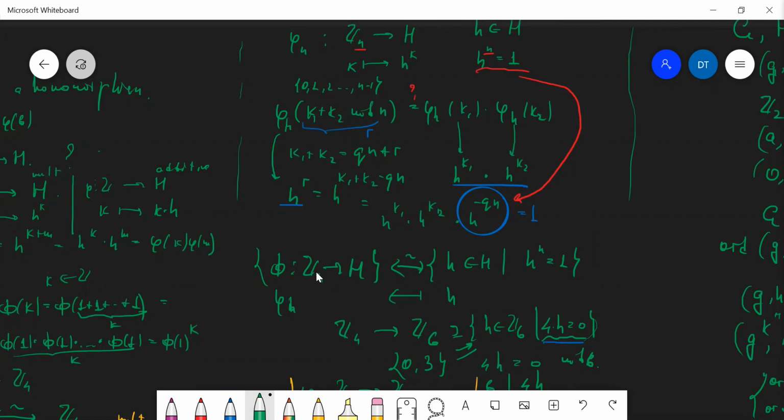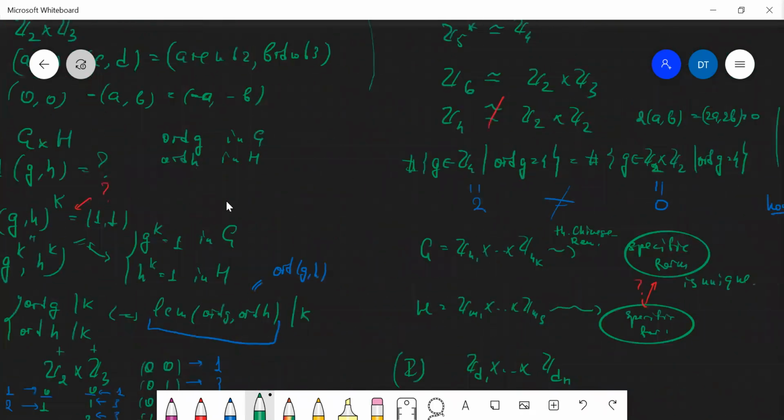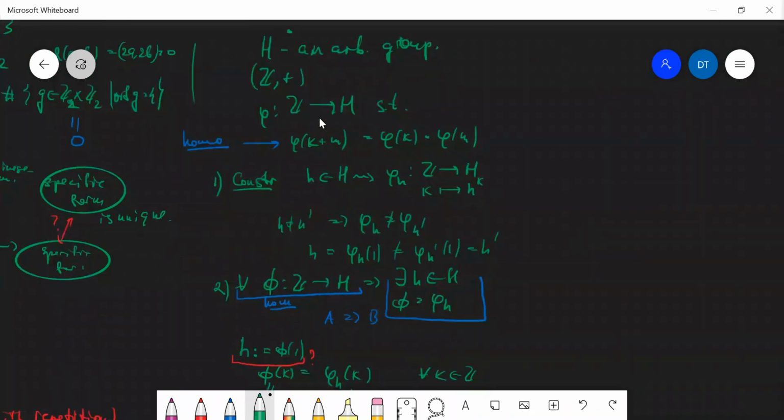Let's keep this N here. But in our previous task, what was K? There is no K here, just in case. Okay, but that's okay. Let me go back here. So what I described here is all homomorphisms from Z to H.